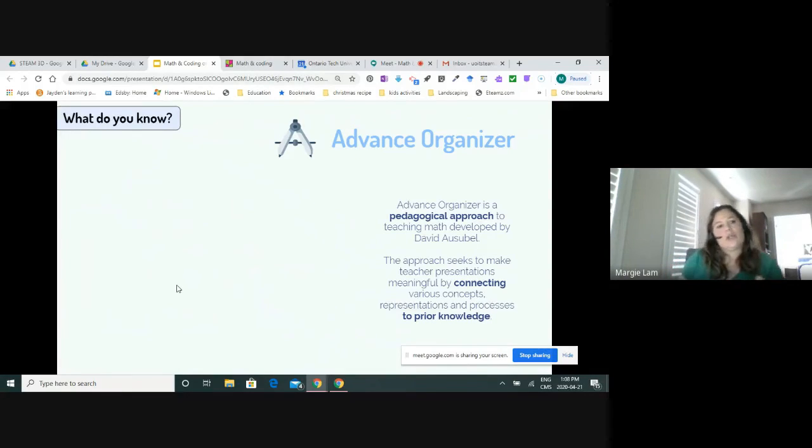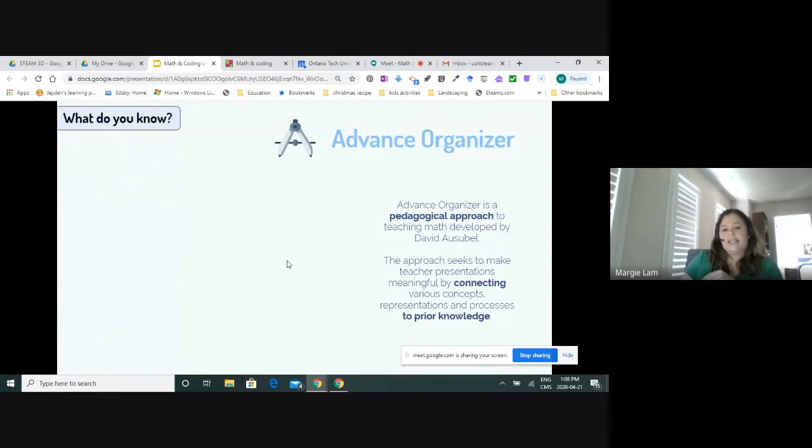And we put a clue up in the top corner, which is, what do you know, or what do you remember? And this pedagogical approach was developed by David Ausubel. And really it's about making connections to various concepts by invoking that prior knowledge with students.